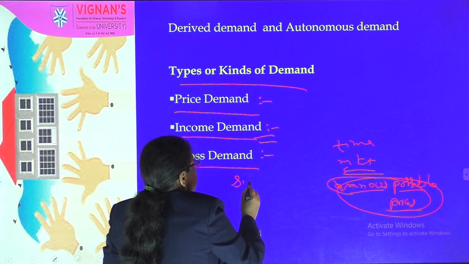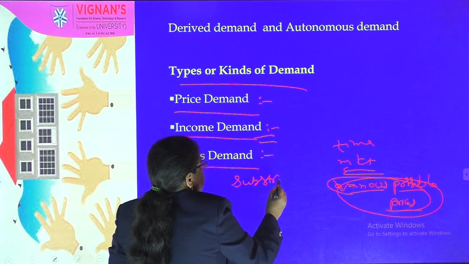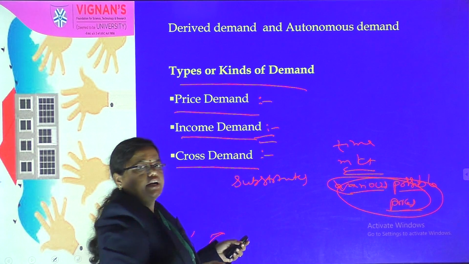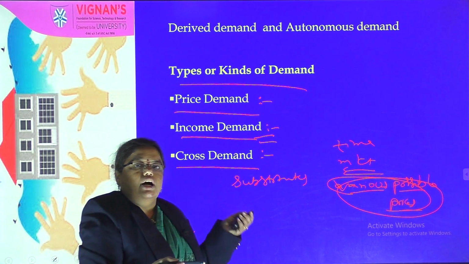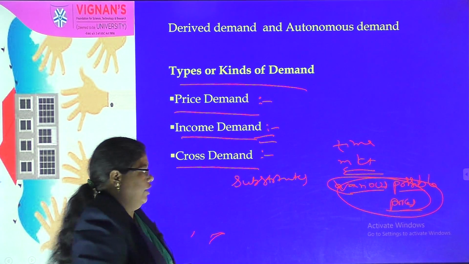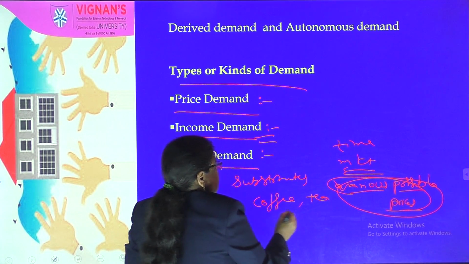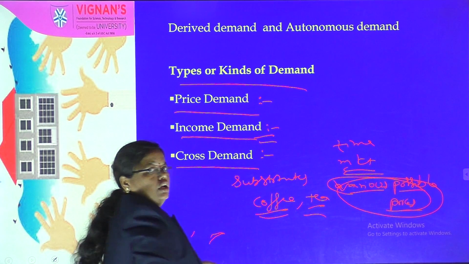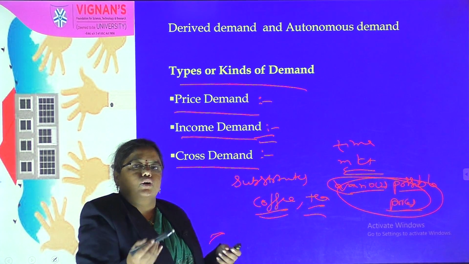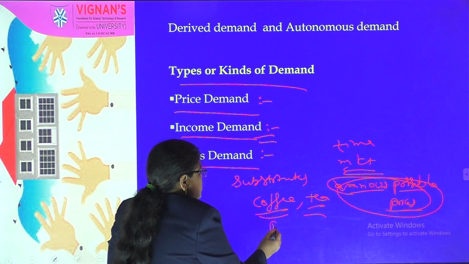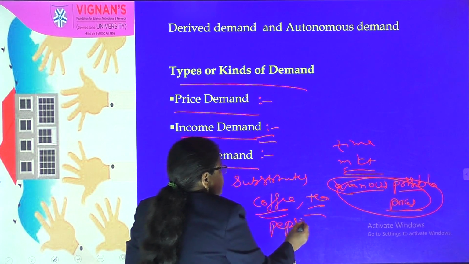This relates to substitutes. One commodity is a substitute for another commodity. Suppose we take coffee and tea: tea is a substitute for coffee. Pepsi is a substitute for Coca-Cola. Like that, those come under substitutes.